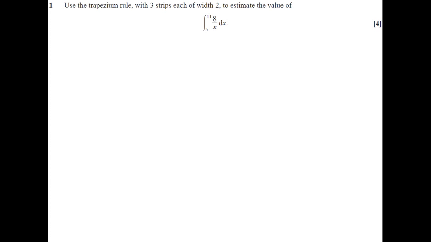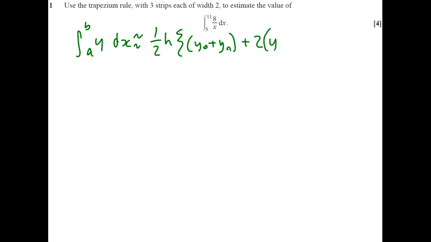You're going to go straight to your formula book and write down your trapezium rule, which is on page 5. The trapezium rule says you can approximate the integration of a function y by doing a half times h, times y0 plus yn, plus 2 times all the other y's in between.